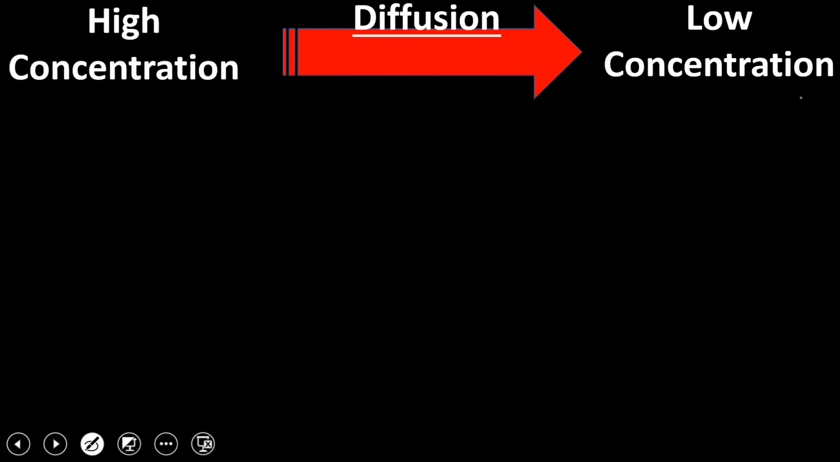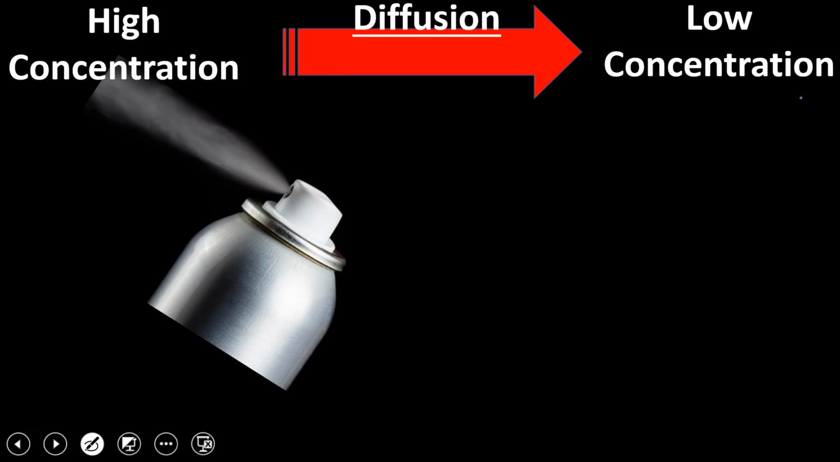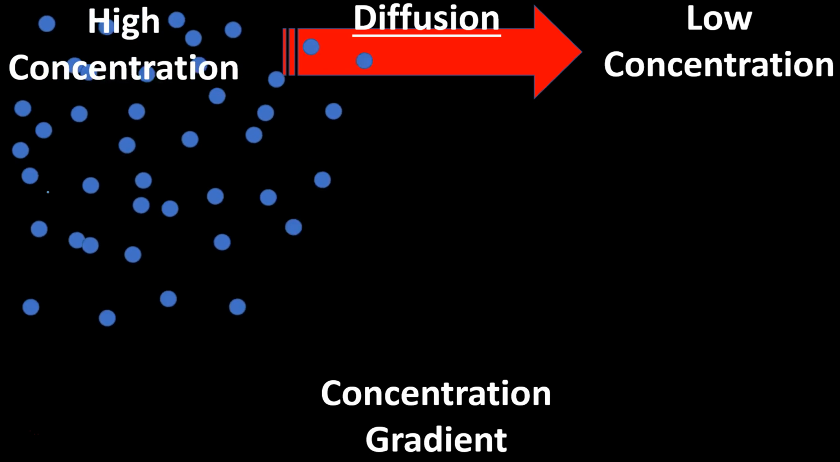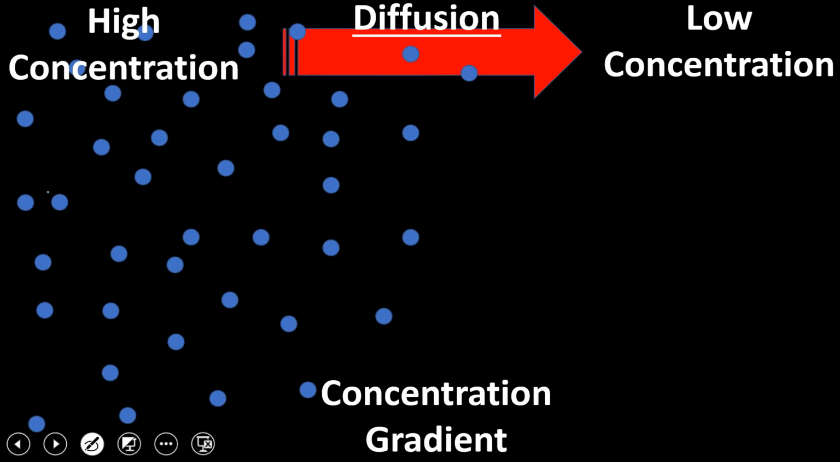All right, so here's an example. Let's say I sprayed some Febreze in a corner, there's a high concentration in the corner. Where are these bad boys going to go? Where are all of these air molecules going to go? They're going to go to low concentration, okay? And this process of moving from high to low, this process is called diffusion. So I would say these molecules are diffusing.